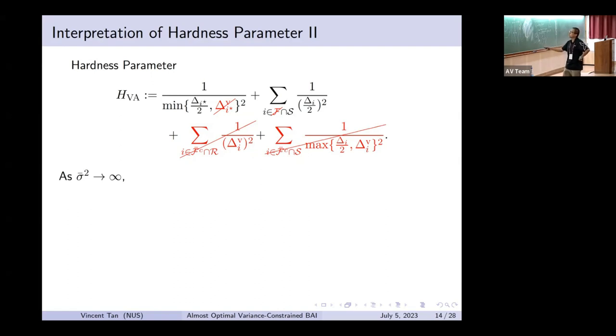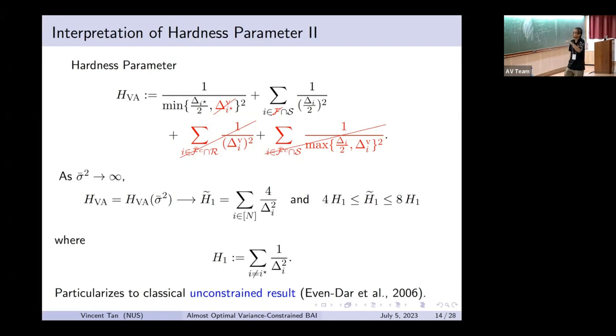Then many things cancel, and I'm going to walk you through why. Because everything is now feasible, we can get rid of this feasible set. And there are no more risky arms, no more variance gap terms. So this feasible set goes, this variance gap all goes, and now we can add up these two terms here, and we get a hardness parameter that is the sum of the reciprocal of the squares of these mean gaps. So this particularizes to something we have seen before, the classical unconstrained result for best arm identification. This is the H1 term.